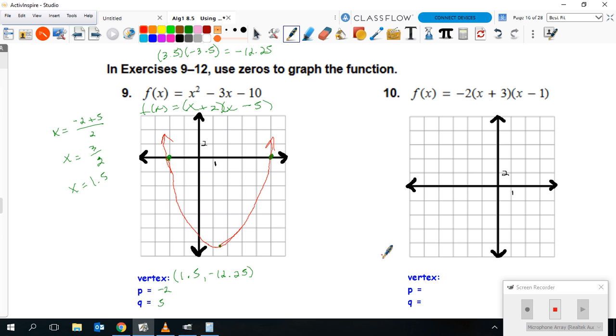All right, so number 10. Number 10, I'm going to have you try this one on your own. After we've done these several times already, it's already in factored form. You have an A number of negative 2. So pause the video, graph the function, use the zeros to graph the function for number 10, and then play to check your answer.